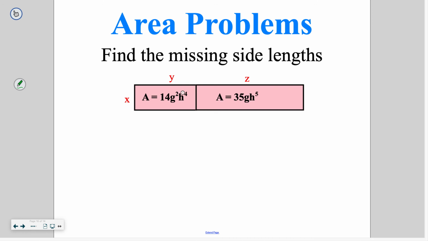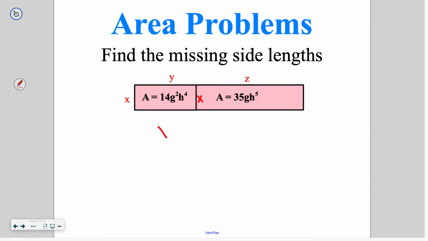It's telling you that the area of this smaller rectangle is 14g squared h to the 4th, and the larger rectangle is 35g h to the 5th. Now, if you notice, the width of these rectangles are going to be the same. So if you're doing any problems with area, your GCF is going to be the measurement that is the same on both objects. In this case, it's our width or that height value. So our job is to figure out the GCF.